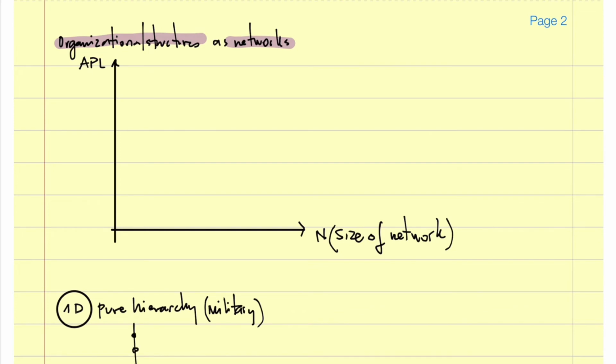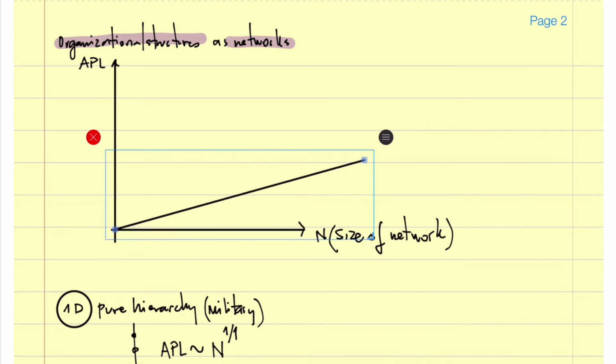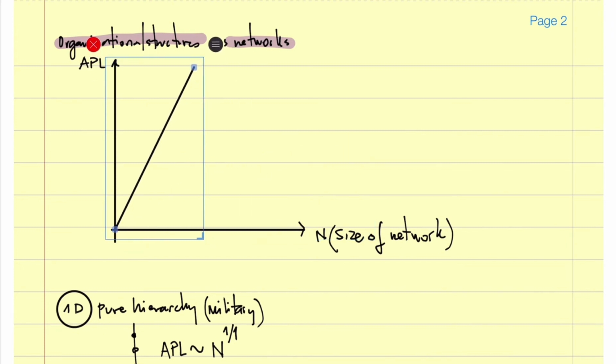Okay. The average path length is proportional to n to the power of 1 divided by 1. This means that the more n grows, the more APL is going to grow. Okay. Basically, what this means is that the bigger your network, the longer it's going to take to get information from A to B. So it's very, very ineffective.